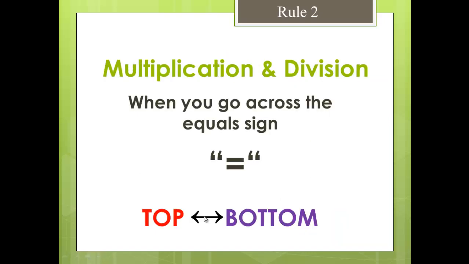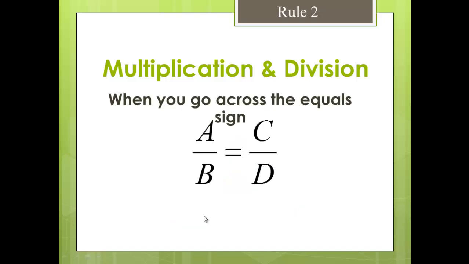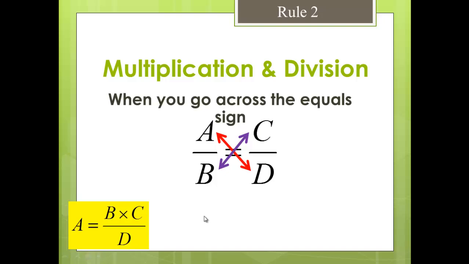The second rule is for multiplication, division. And basically what it is, when you go across the equal sign, top goes to bottom, bottom goes to top. Okay, so you're using the idea of like an escalator going across there. Alright, so if you rearrange this equation, say for A, A would become equal to BC over D.